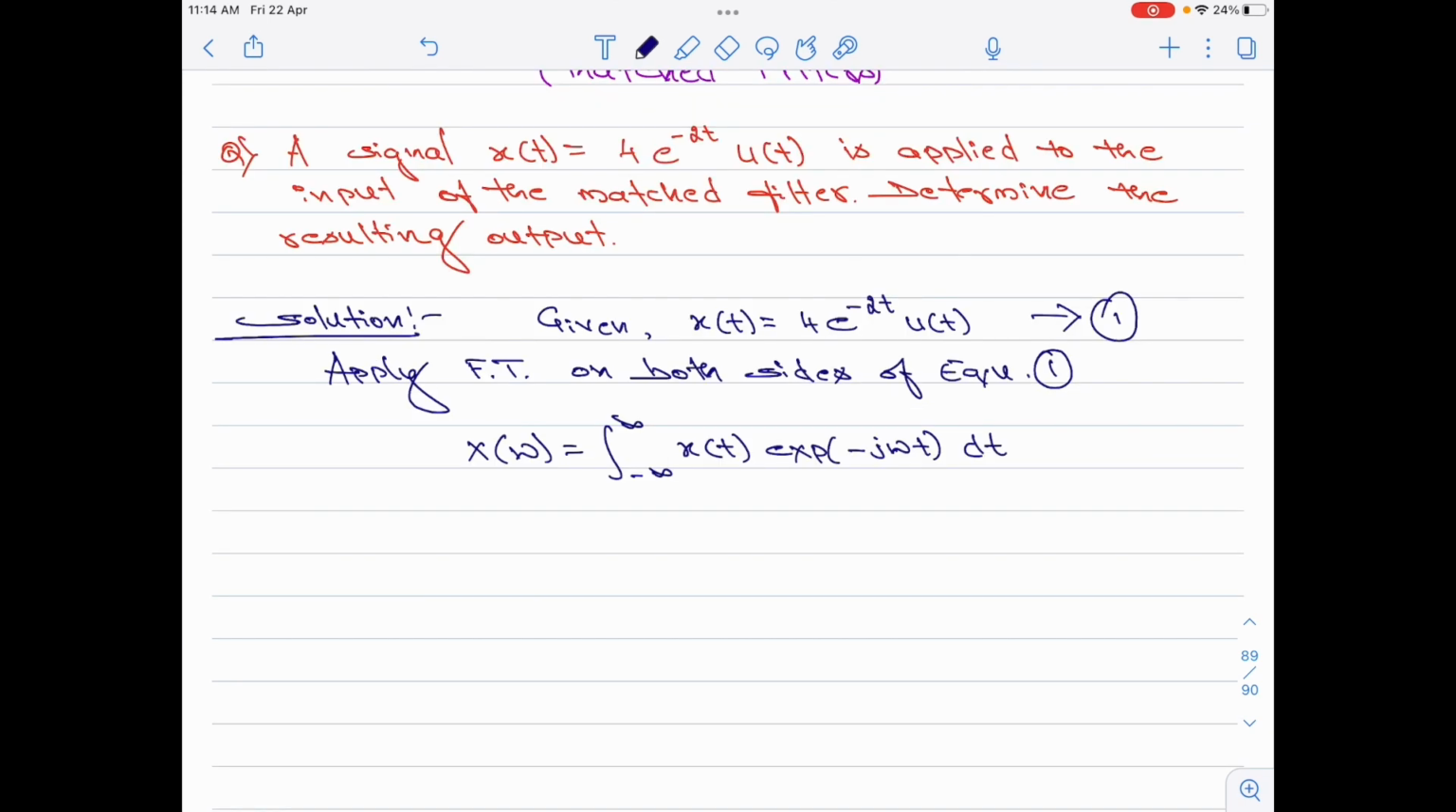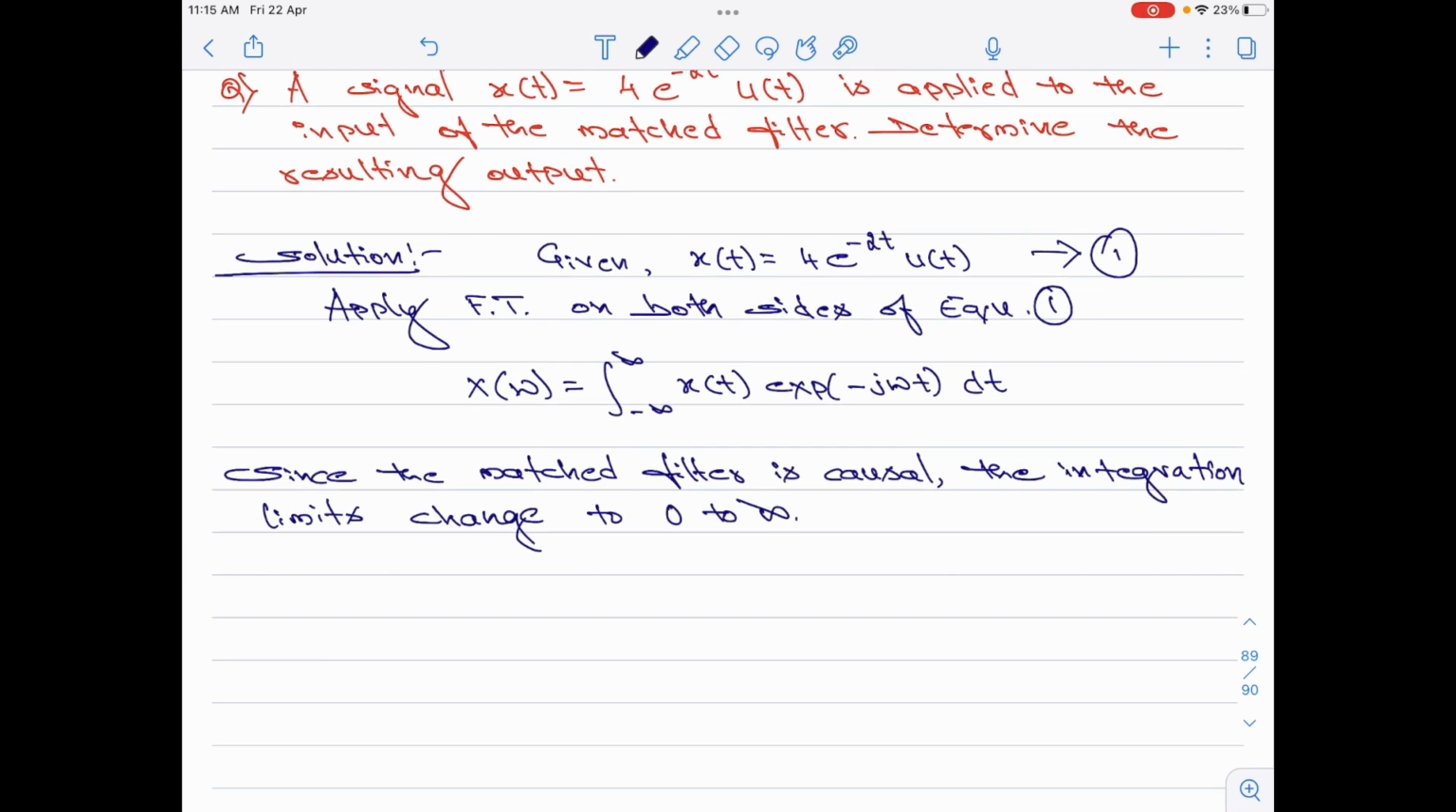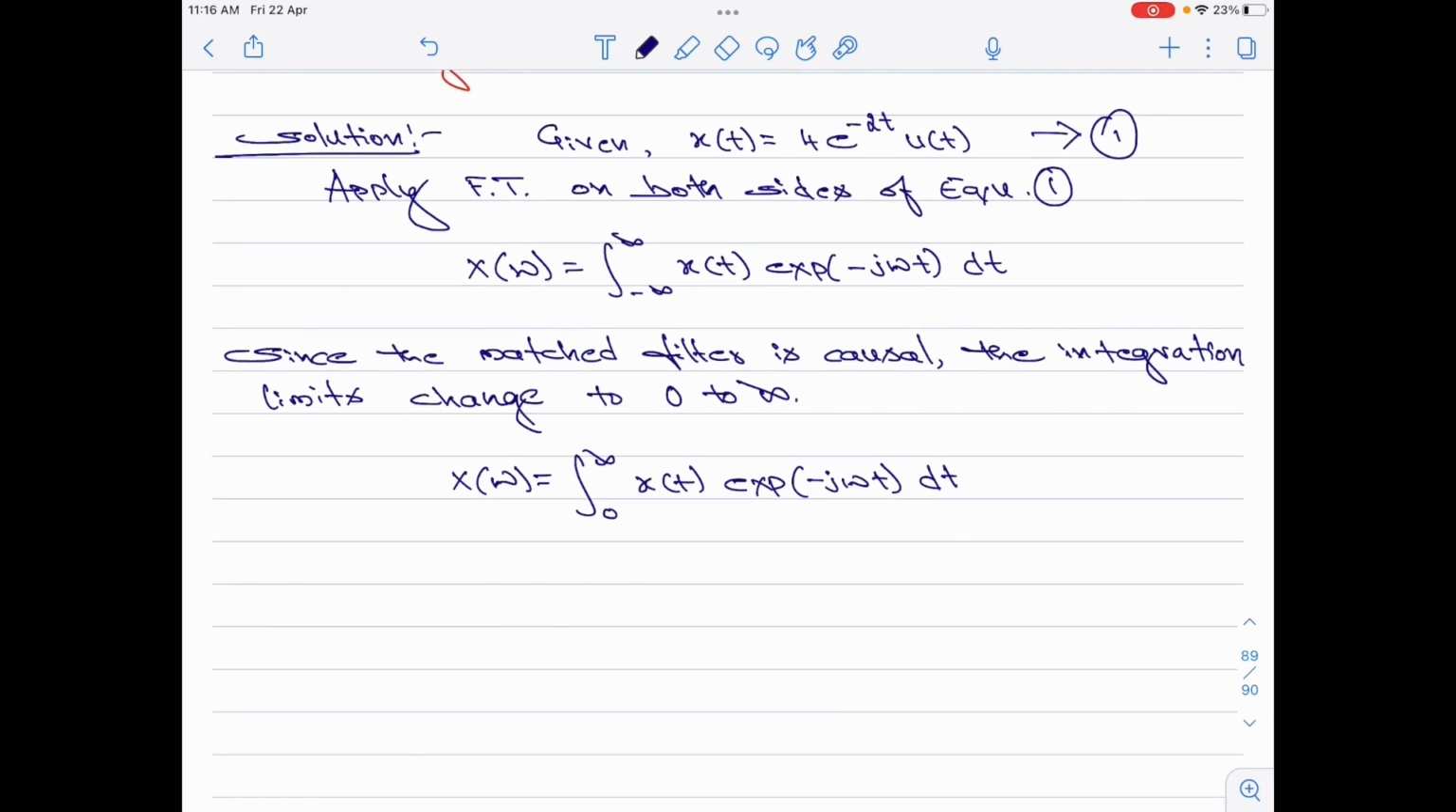Now, we note that the matched filter is causal and therefore the integration limits have to change from minus infinity to plus infinity to 0 to infinity. Therefore, x of omega is equal to integral 0 to infinity x of t multiplied by exponential of minus j omega t dt. Let me now substitute equation 1 into this equation. This is equal to integral 0 to infinity, x of t is 4 into e power of minus 2t into u of t, exponential of minus j omega t dt.